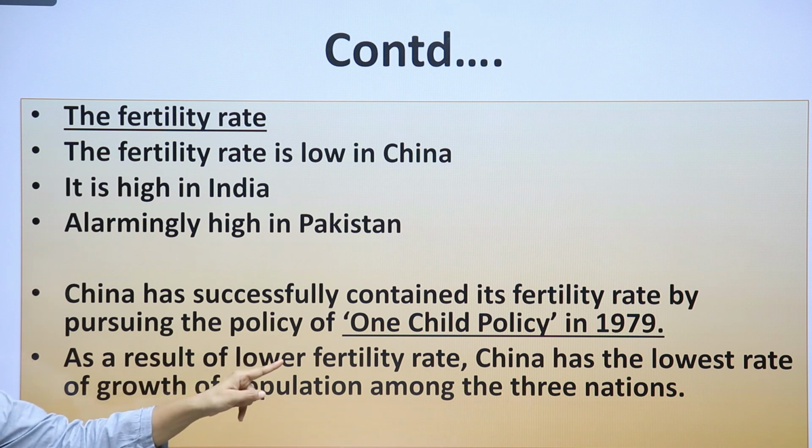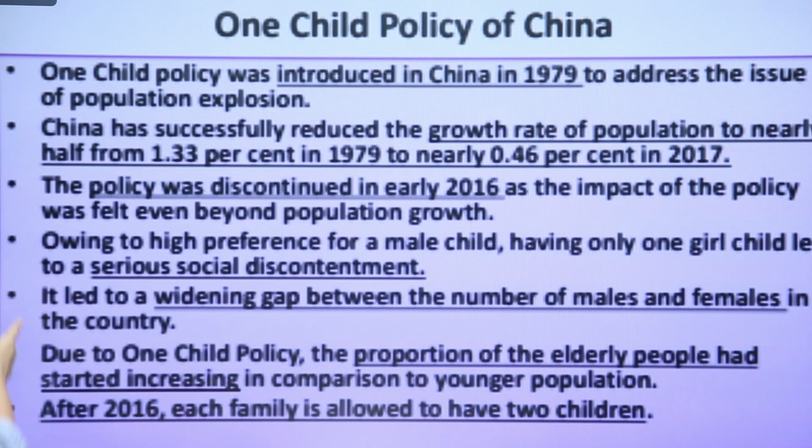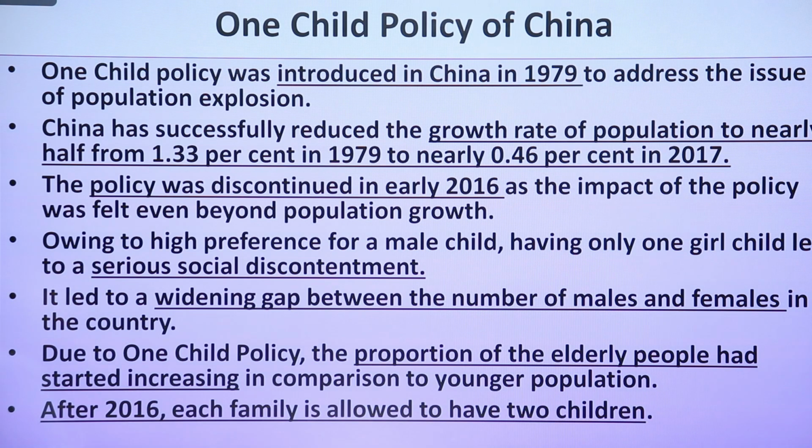As a result of lower fertility rate, China has the lowest rate of growth of population among the three nations. So it has the lowest rate of fertility and that's why its population growth is lowest among the three countries. Then the one child policy of China should be discussed in detail. As I explained, we know very little about China, that's why we discuss all the things in detail.